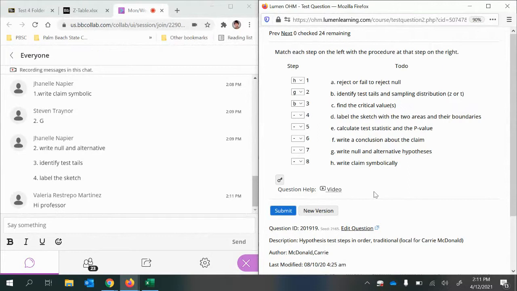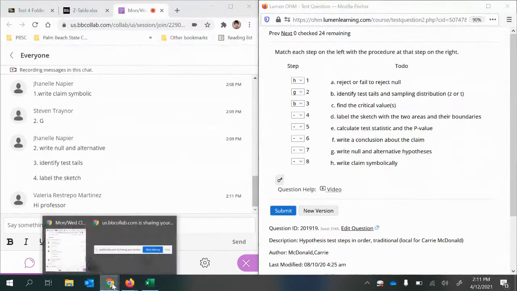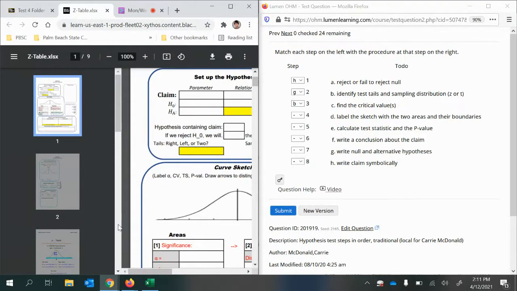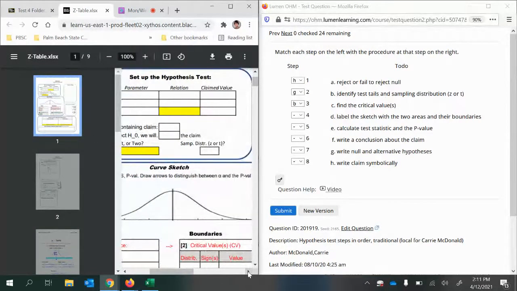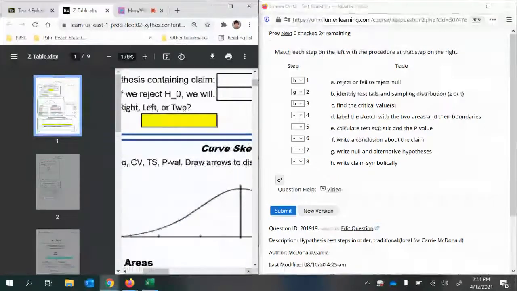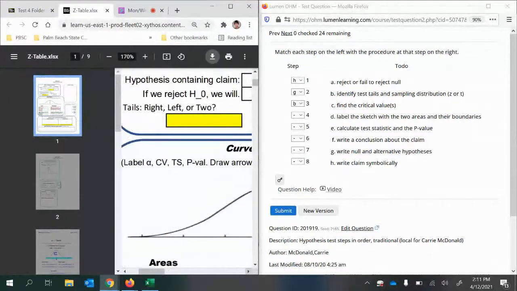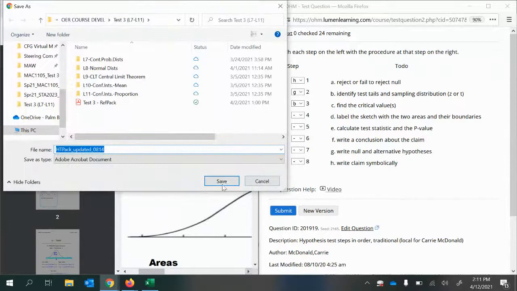Hi, Valeria. So let me open that up again. The reference packet. I want to be able to show just this. I'm going to open that up in PDF form so it's easier to refer to it.